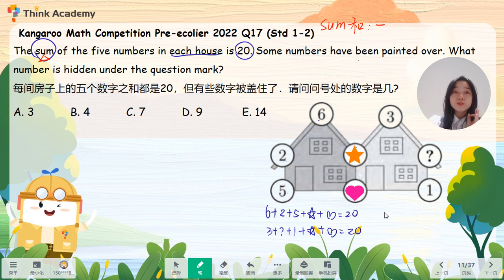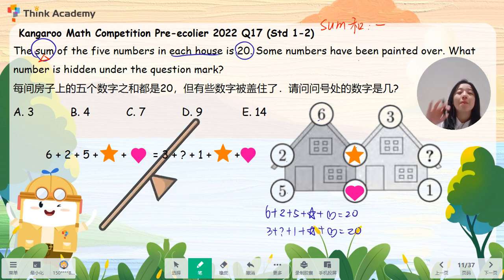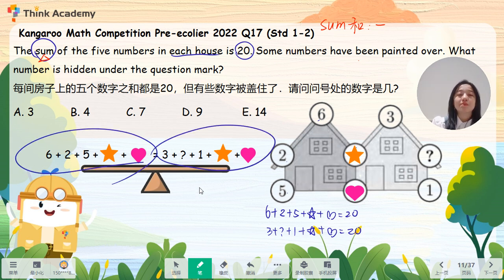Some students may have noticed that if both of them equal 20, actually we can get a relationship there. The 5 numbers on the left house add up to the same number as the 5 numbers on the right house. So here we already know that the equal sign has the same use as a balanced scale. You can imagine it like a seesaw. When it is level, when it is balanced, that means the left is the same as the right.